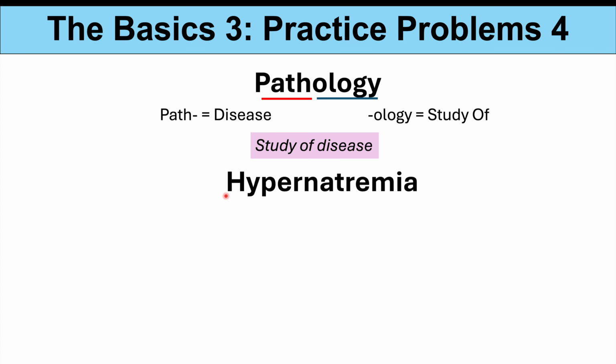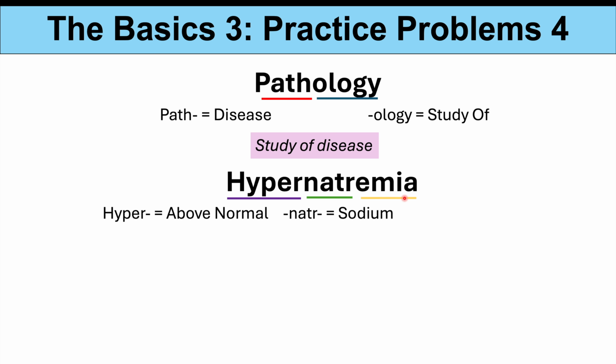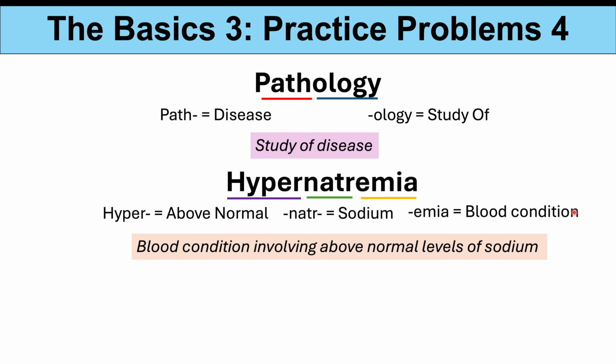The next practice problem is hypernatremia. So again, we've seen this part of the word before, this prefix hyper, which means above normal. Now, do you know what this means, nat or natra? Well, this actually means sodium. And we've seen this a couple of times before. This suffix emia refers to a blood condition. So again, we put this all together. Hypernatremia is a blood condition involving above normal levels of sodium.